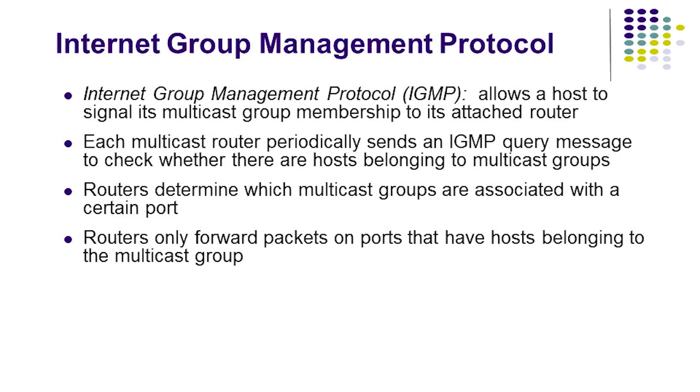The Internet Group Management Protocol, IGMP, allows a host to signal its multicast group membership to its attached router. A multicast router periodically issues an IGMP query message to check whether there are hosts belonging to multicast groups. Routers determine which multicast groups are associated with a certain port. Routers only forward packets on ports that have hosts belonging to the multicast group.